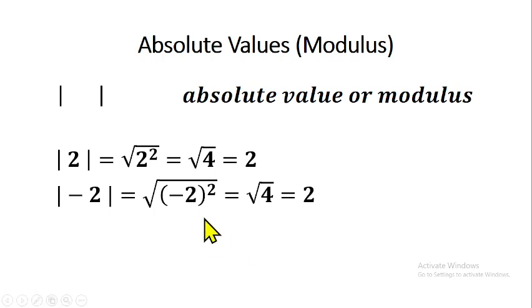So absolute value is what we call modulus. So modulus of any number, or absolute values of that number, is the same number when you remove the negative sign. Now, you can use this idea to solve inequalities with absolute value.